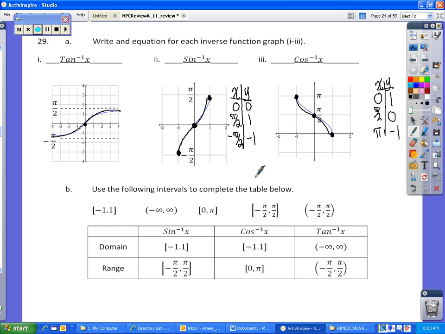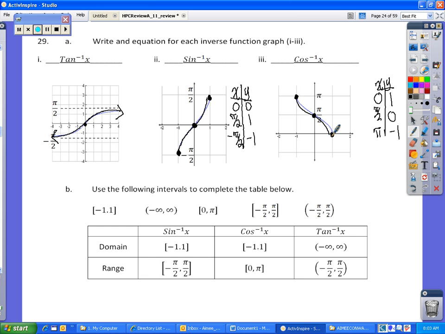Now again, I just said that my domain was restricted for all of these functions, and if I restrict my domain in the original function, it becomes the range of the new function. So if I look at these graphs and I try to determine my domain and range, for tangent, my domain is going to be from negative infinity to positive infinity, because this is going to keep going right and this is going to keep going left. Okay. For sine, my domain is going to be from negative 1 to 1, and also for cosine, it's going to be from negative 1 to 1.